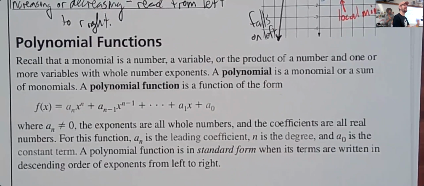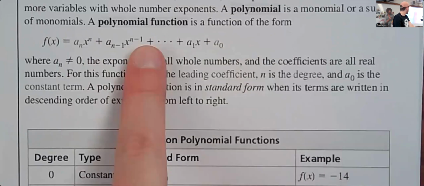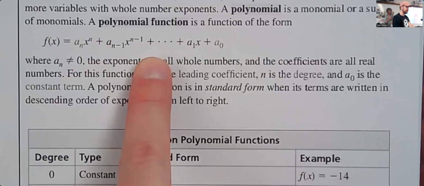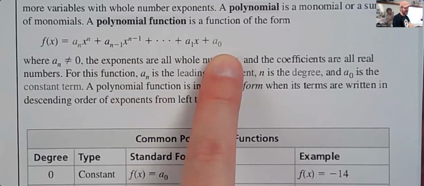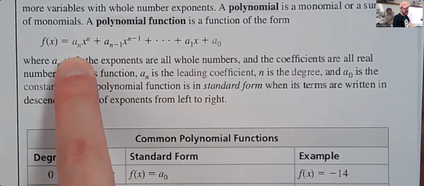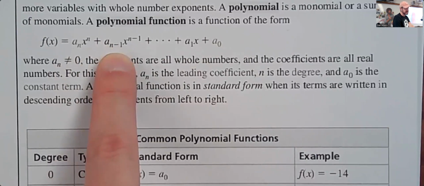Some of them were quadratic binomials, which are 2 terms. So a polynomial function is a function of the form. This is where we get a little bit technical, right? Like this: a sub n times x to the n power plus a sub n minus 1 times x to the n minus 1.